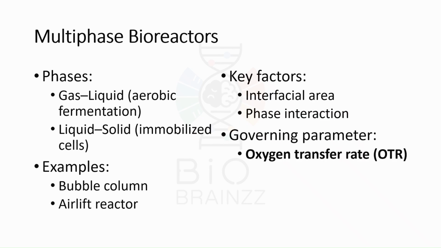Multi-phase bioreactors. Many bioprocesses involve more than one phase, such as gas-liquid in aerobic fermentation or liquid-solid in immobilized systems. Examples include bubble column and airlift reactors. Oxygen transfer rate is very important because it directly affects cell growth.